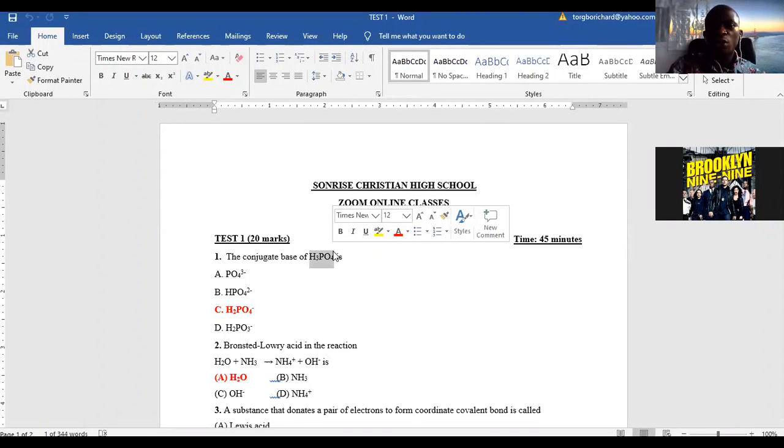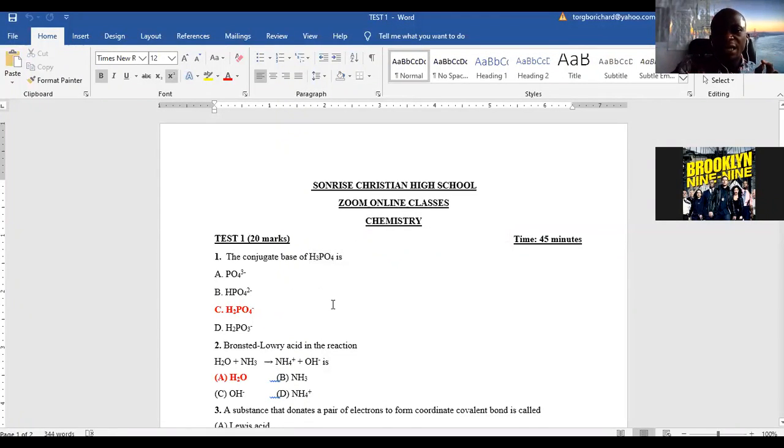So the question you ask yourself is, if it loses a proton, because that's what acids do, what will it become? That's the simplest question you ask yourself to get the answer, because it's an acid. If it loses a proton, what does it become? It becomes H2PO4 with a minus sign at the top.